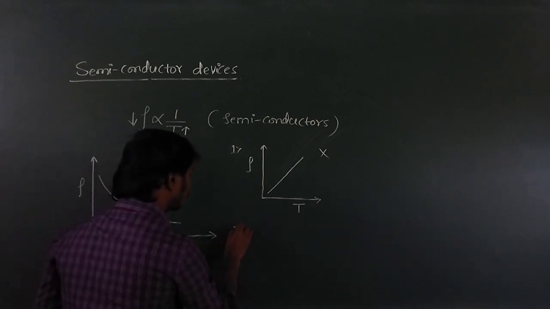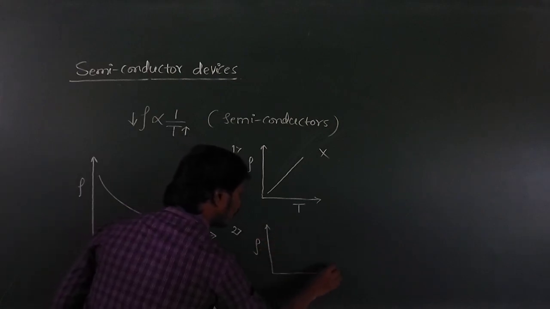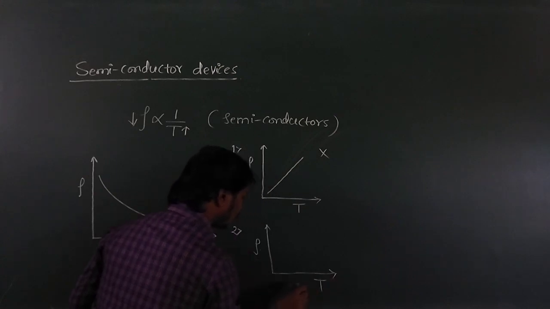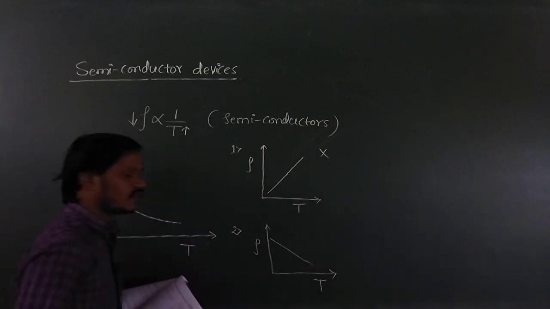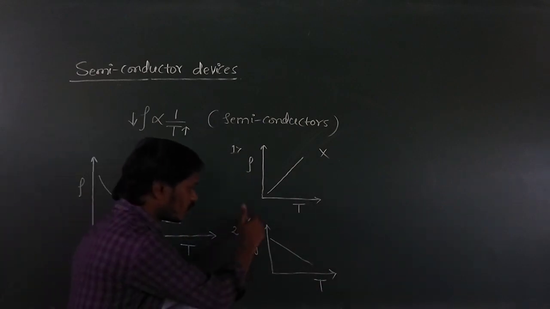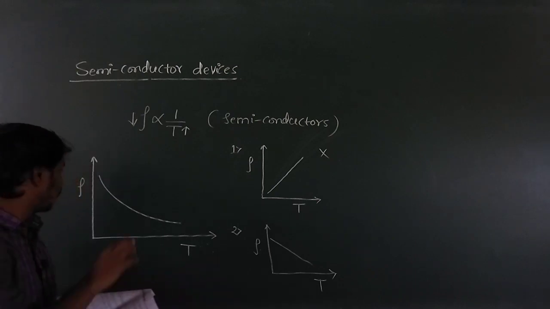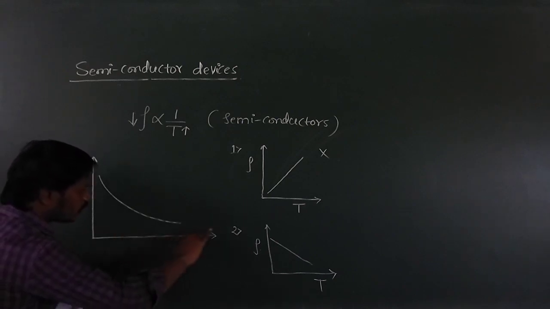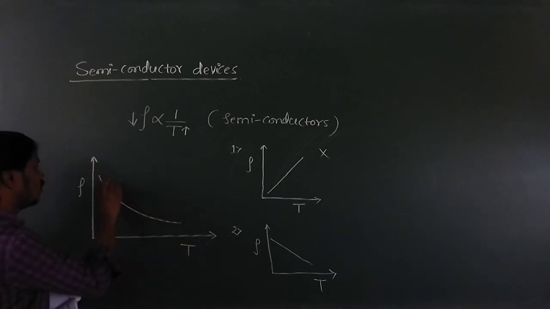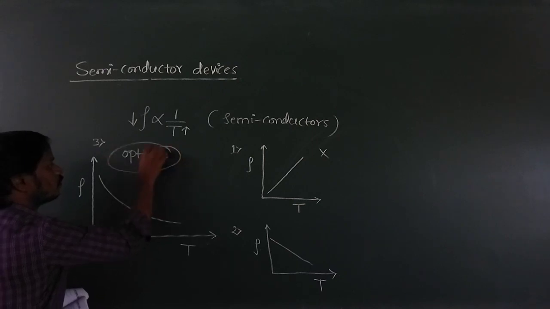Then in the second option, again along the y-axis resistivity and along the x-axis temperature are taken. As the temperature increases, resistivity decreases linearly. So this is also wrong. Here resistivity decreases exponentially but not linearly. But in the third option, as the temperature increases, resistivity decreases exponentially, hence it is correct. So option 3 is correct.